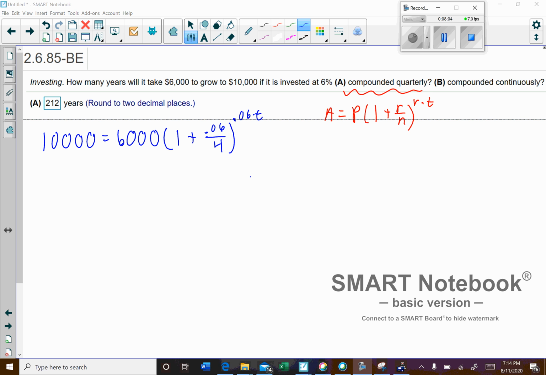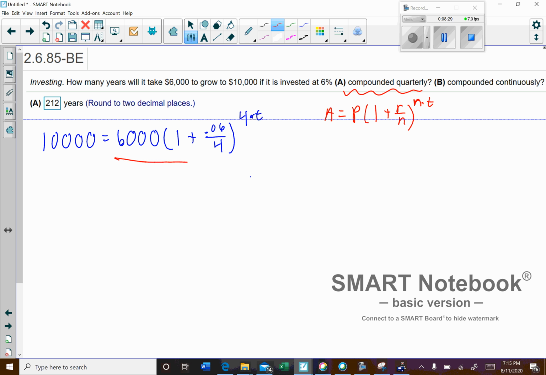Real quick, let me fix something. You're probably scratching your head. I'm sorry, I started thinking of the continuously compounded formula for a second. That should be n times t, so our n value should be 4. Sorry about that, I'm sure I confused you there for a moment. My apologies. Okay, now we're ready to go ahead and solve for time.